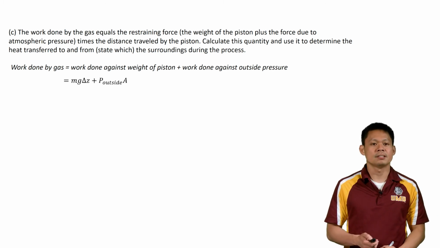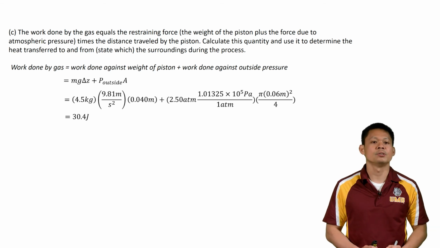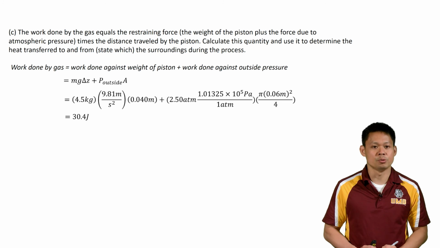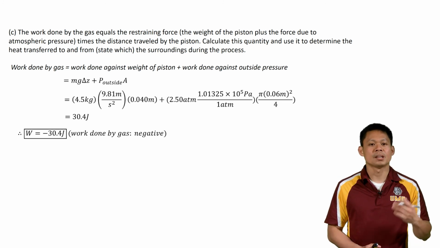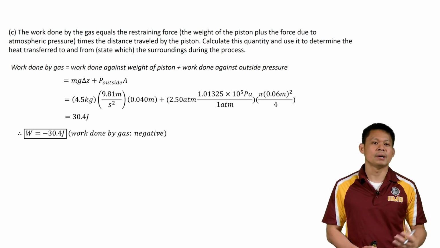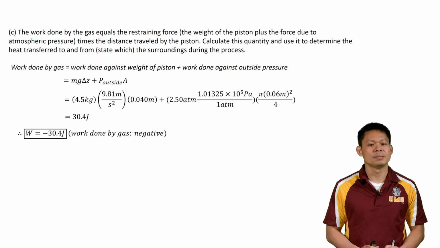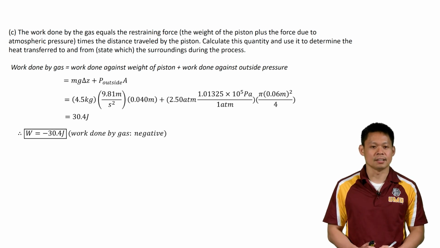We have all of these already calculated, so let's just put in the numbers, keeping everything in SI units. I can calculate this whole thing in SI units and I get 30.4 joules. So this is the work done by the gas. If we put it into our energy balance, because work done by the gas is negative, the W term is actually minus 30.4 joules. Work done by the gas is negative.